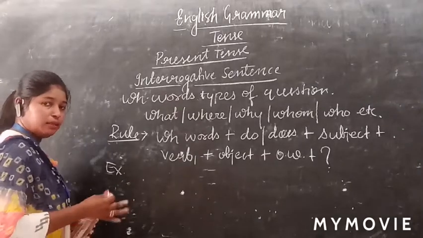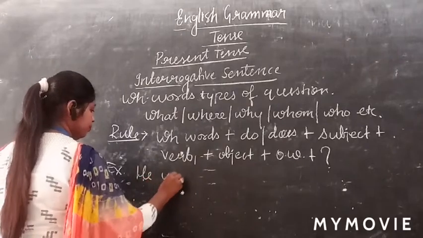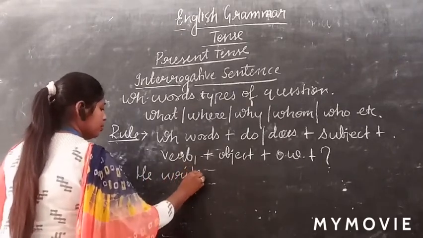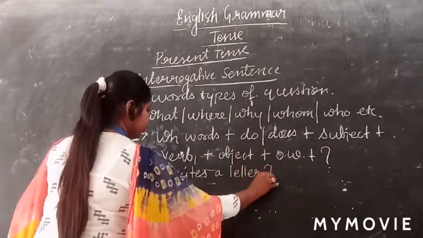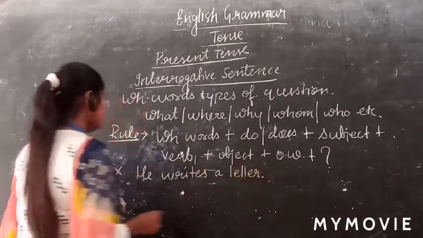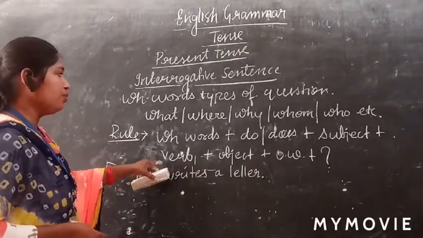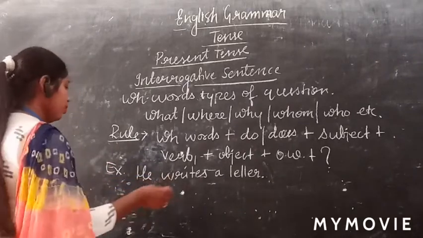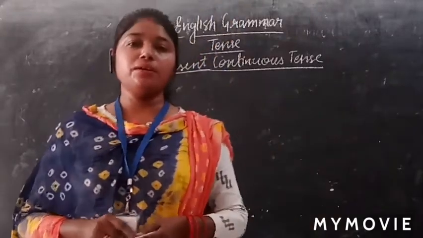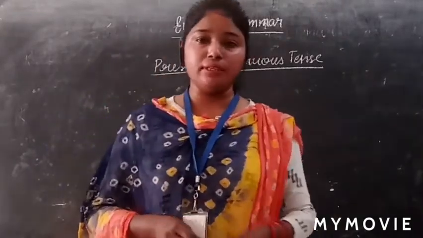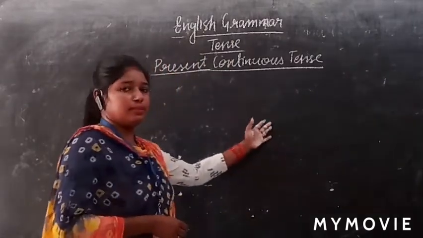First, I am writing the assertive sentence. He writes a letter. Now change the sentence into the WH what type of question. What will be answer? Question answer. Okay. Now we have discussed about the present indefinite tense. Let us see present continuous tense.